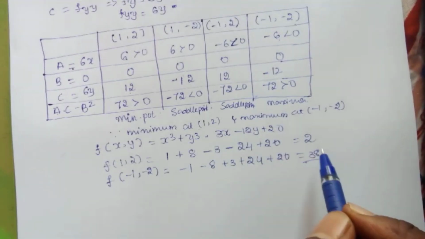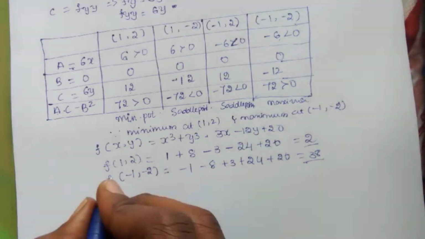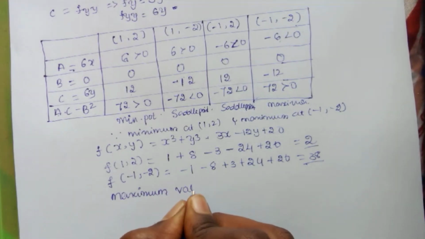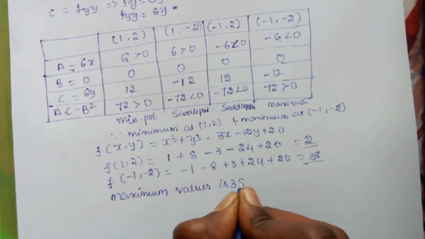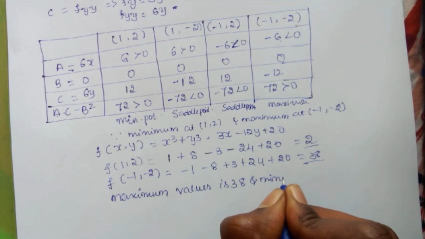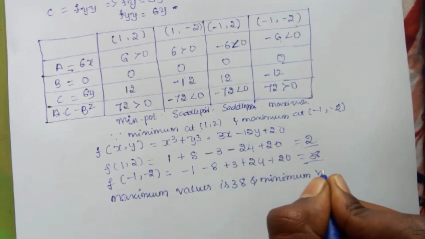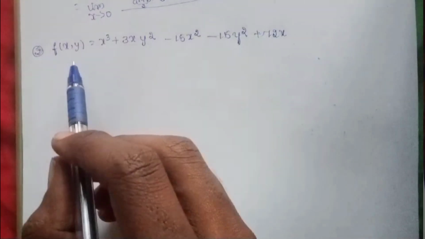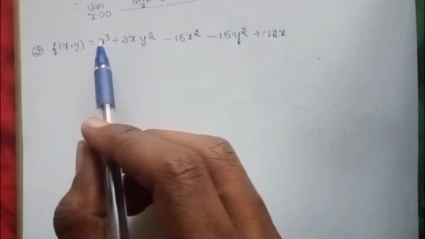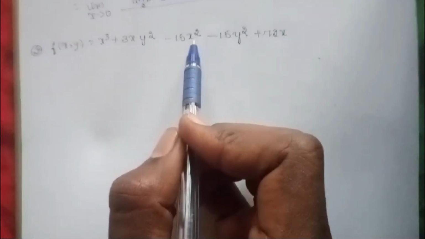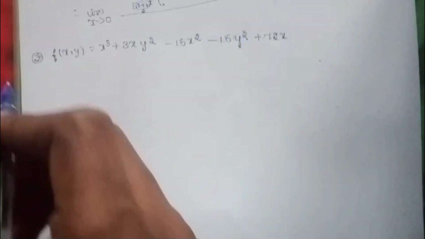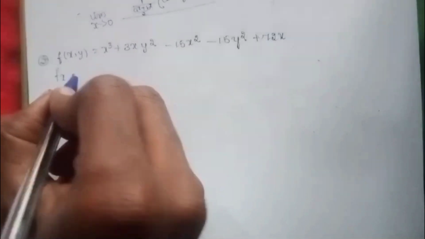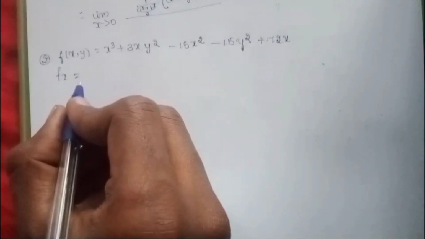At the maximum point, that is (minus 1, minus 2), it is minus 1 minus 8 plus 3 plus 24 plus 20, and we get 38. This is the maximum value and the other is the minimum value. Therefore the maximum value is 38 and the minimum value is 2. So consider another example, that is f of x comma y is equal to x cube plus 3xy square minus 15x square minus 15y square plus 72x. First we need to find fx, the partial derivative of the given equation with respect to x.